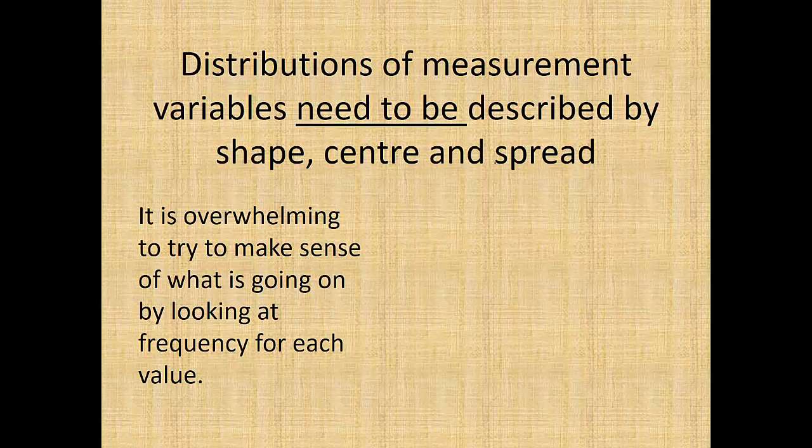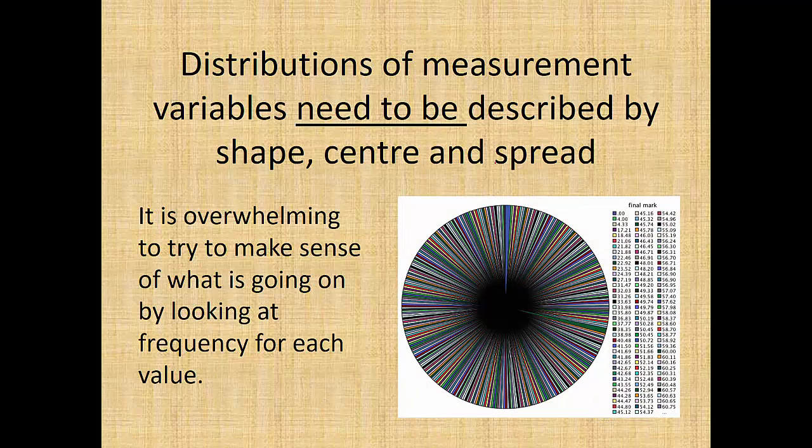Now, distributions of measurement variables need to be described by shape, center, and spread because, and I'm going to give you a counterexample. And watch this. This is a distribution of a measurement variable using the methods of categorical. It makes no sense. And this is an extreme counterexample, but I think it gets the point across. And the point is that you cannot investigate each category, each value separately.